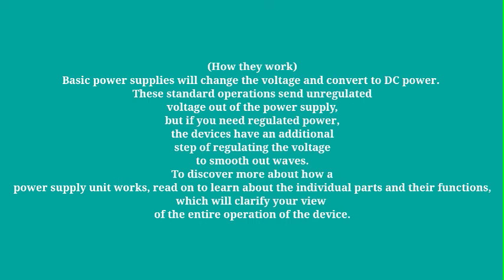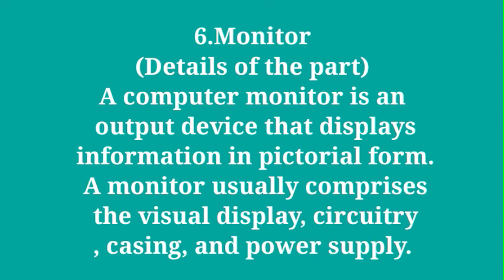How does it work? Basic power supplies will change the voltage and convert it to DC power. The standard operation sends unregulated voltage out of the power supply. But if you need regulated power, the device has an additional step of regulating the voltage to smooth out the wave. To discover more about how our power supply unit works, let's go on to learn about the individual parts and their functions, which will clarify your view of the entire operation of the device.